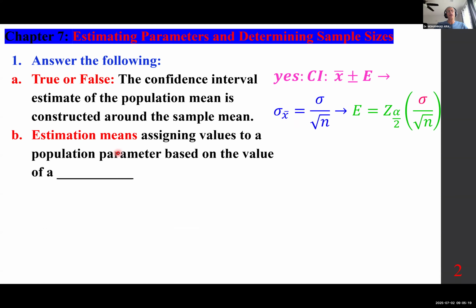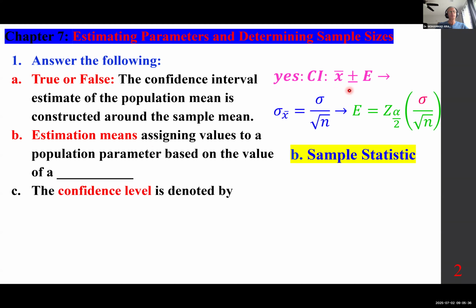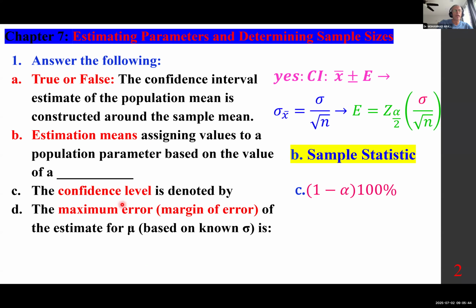Estimation means assigning values to a population parameter based on the value of a sample statistic. In other words, you start from somewhere in order to have an idea about the population. You start with X bar in order to make a decision about the mu, and you make up an interval. The confidence level is denoted by 1 minus alpha, 100%. The maximum error, also known as the margin of error of the estimate for mu based on known sigma, is the E that was here, Z alpha over 2, sigma over square root of N.